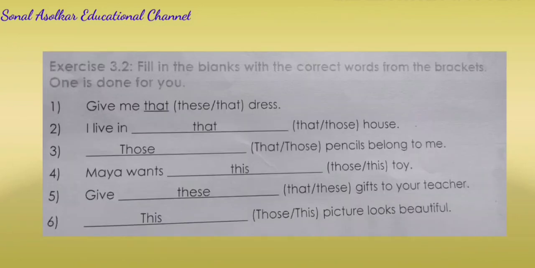Exercise 3.2. Fill in the blanks with the correct words from the brackets. Give me that dress. Then second, I live in that house. Then third, those pencils belong to me. Then fourth, Maya wants this toy. Then fifth, give these gifts to your teacher. Then sixth, this picture looks beautiful.